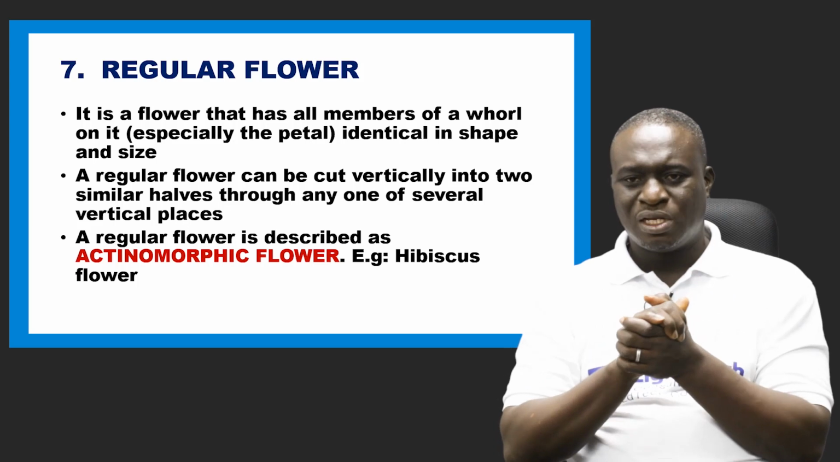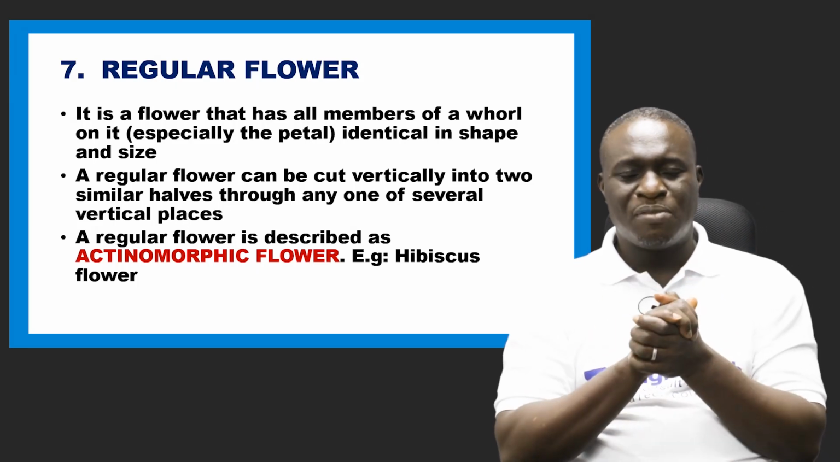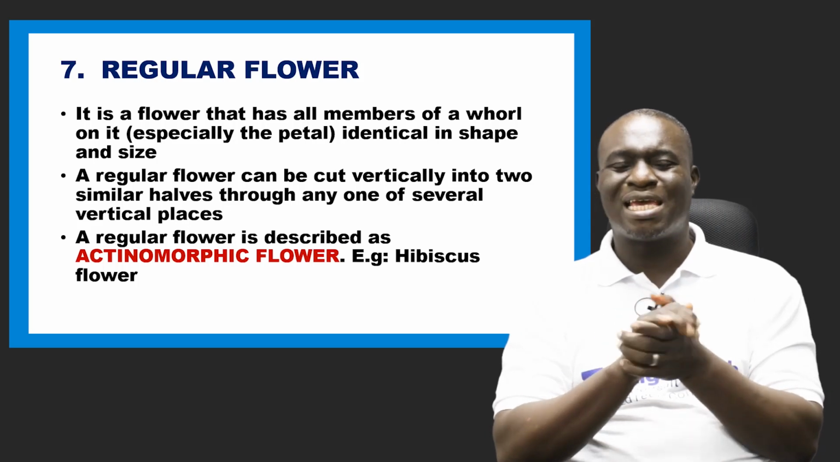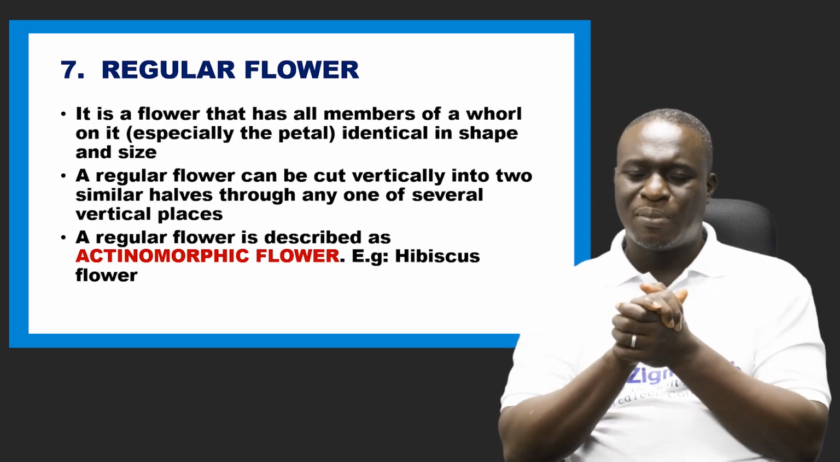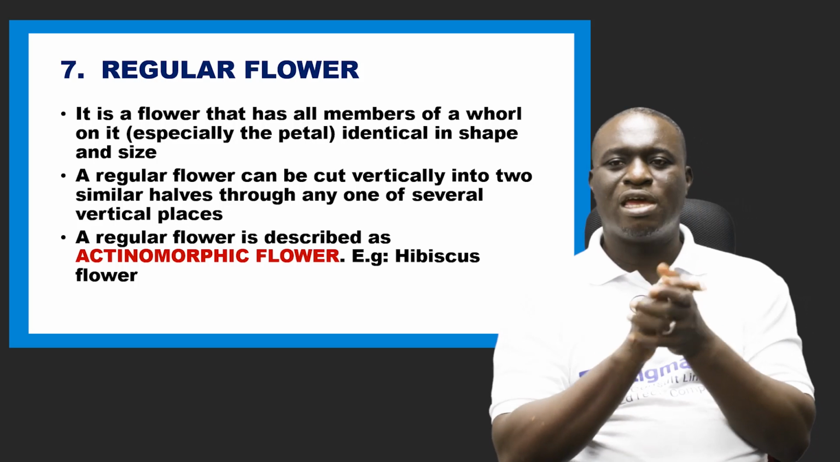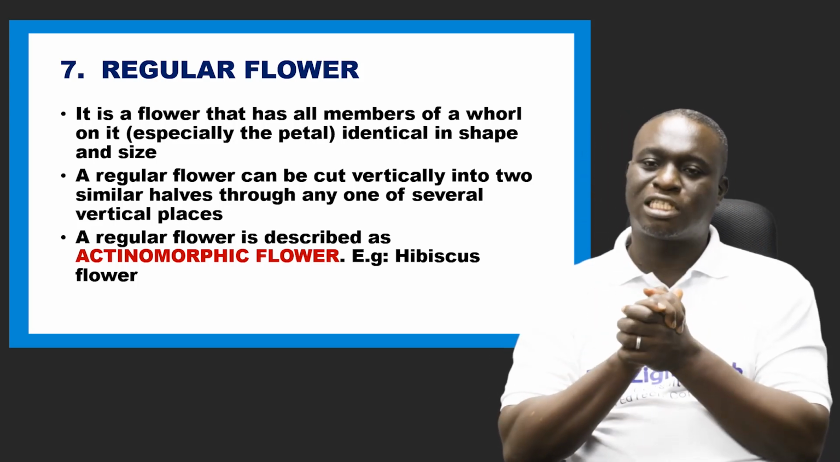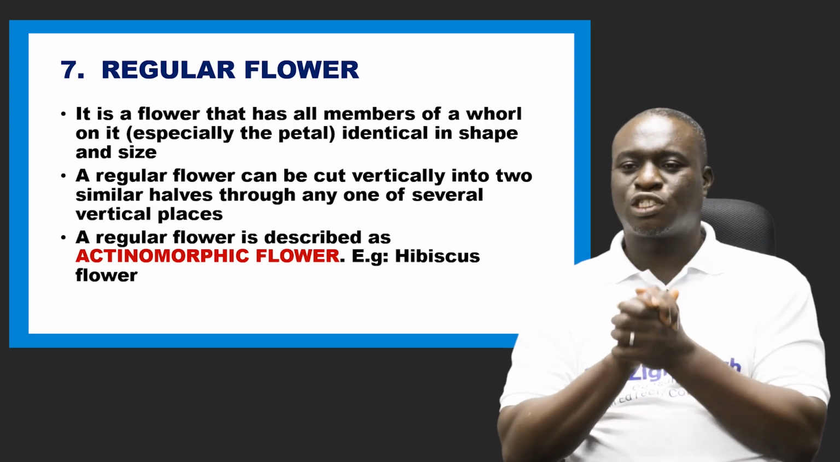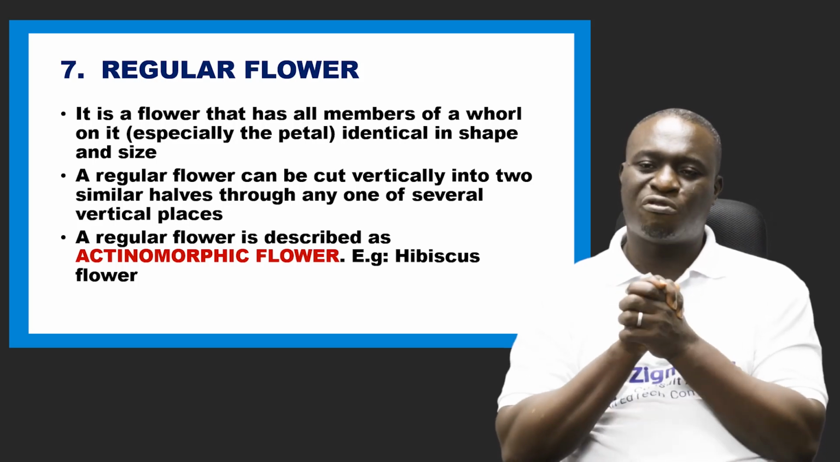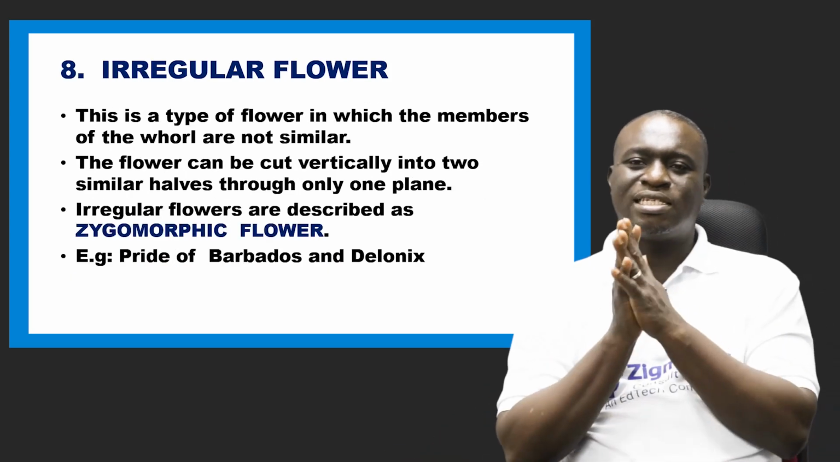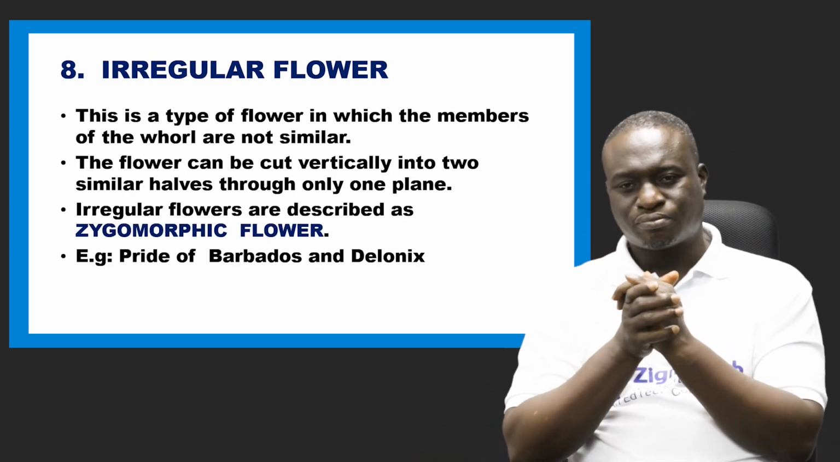An actinomorphic flower is also referred to as a regular flower. An example of a regular or actinomorphic flower is the hibiscus flower. Next, number 8 is the irregular flower.